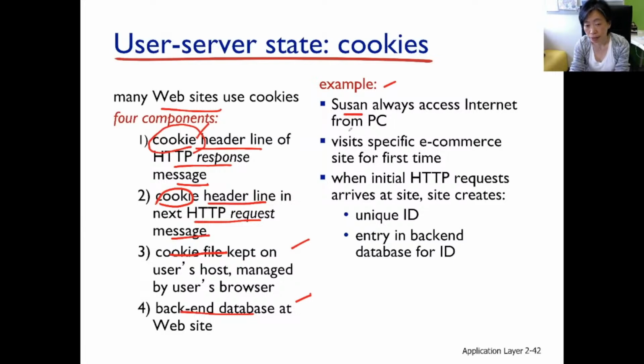Let's say Susan always accesses the internet from her PC, and she's visiting a specific e-commerce site for the first time. In the initial HTTP request arriving at the server, the site will create a unique ID, and that will be an entry added to the backend database. That ID is going to be carried in the message the site sends back to Susan. So that's going to be set-cookie and then the number created here. The local hard disk Susan has will have that entry set up in the cookie file. This will go back to the server, also carrying that special ID that Susan has already allowed to set up. And at this point in time, the server would finally enter the entry to the backend database. So that's the way it works.